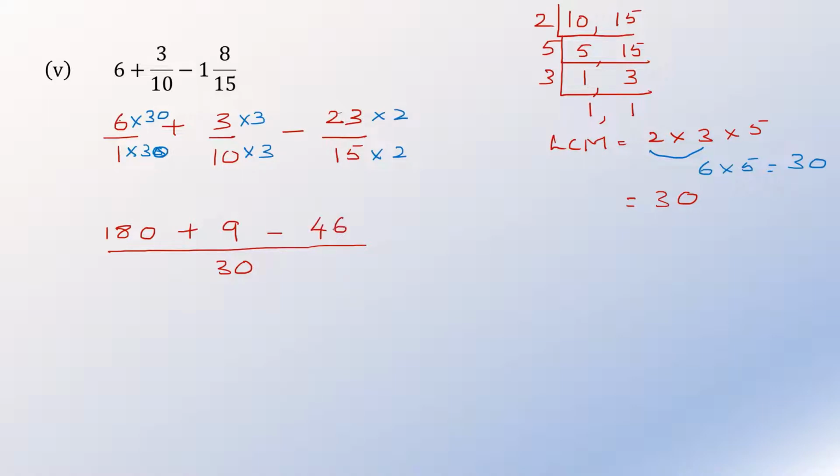46. Let's add up the numbers with the same sign. 180 plus 9 is 189. 189 minus 46 by 30. So let's minus 130, 89 and 46.